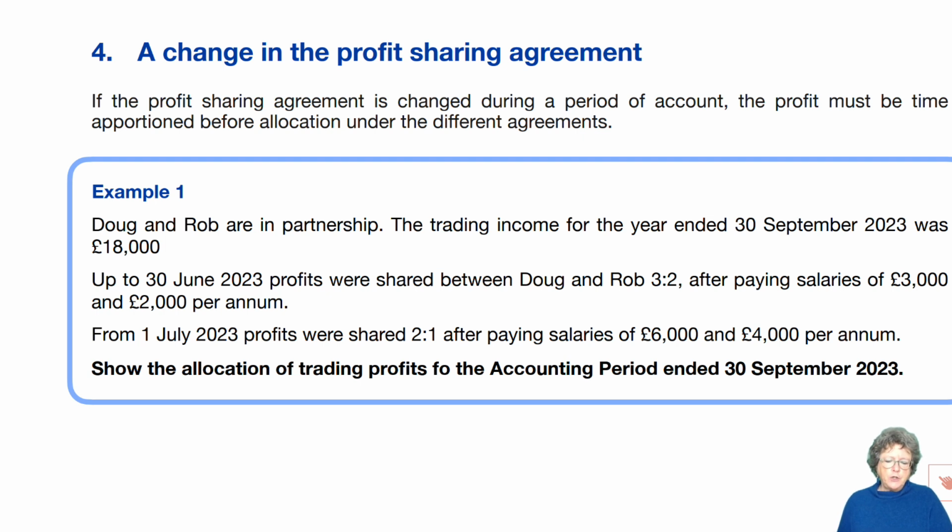Up to the 30th of June, the profits were shared 3-2 after paying salaries of 3,000 and 2,000, and then from the 1st of July they were shared 2-1 after paying salaries of 6,000 and 4,000. We are to show the allocation of trade profits for the accounting period to 30th of September. So this is all about allocating £18,000 between two individuals who are getting salaries, and then have profit sharing of the rest of the bucket, but the sharing ratio has changed. So let's have a look how that would work in practice.